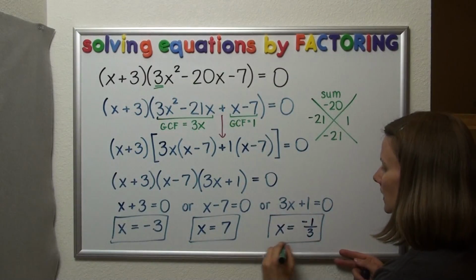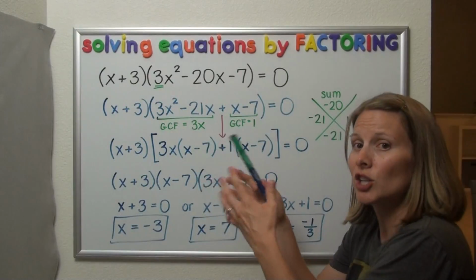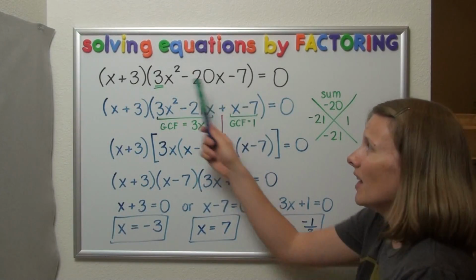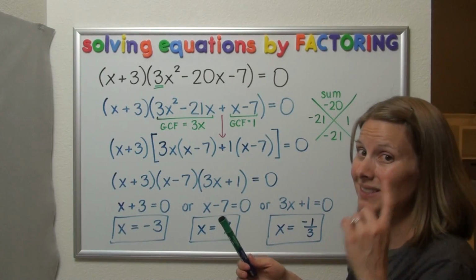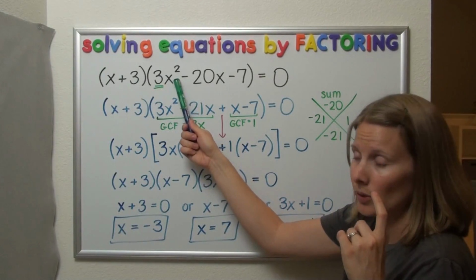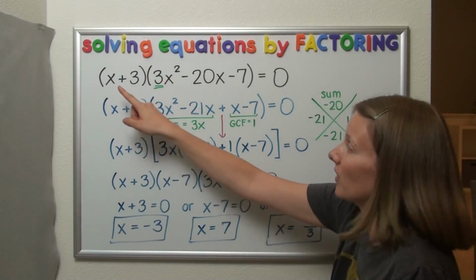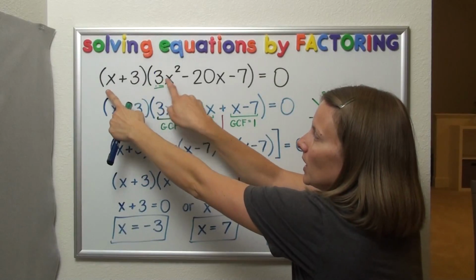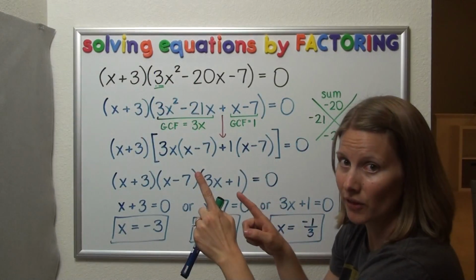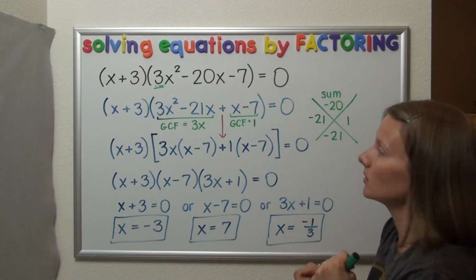So I've got 1, 2, 3 solutions. Now, I've said before that the degree of the original equation should tell you how many solutions you have. This one was kind of hard to see that because the highest exponent I see is the 2. But this wasn't completely distributed to begin with. If I actually distributed all this stuff, I would end up with a 3x cubed as my first term, and that cube tells me there should be 3 solutions.